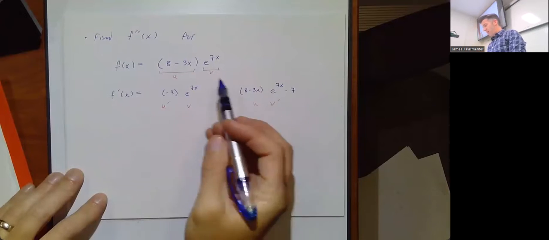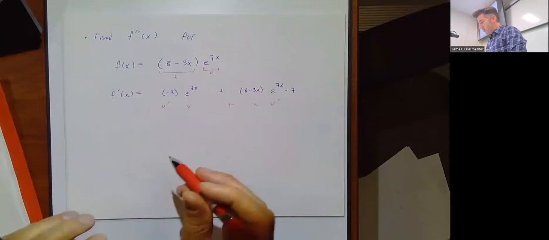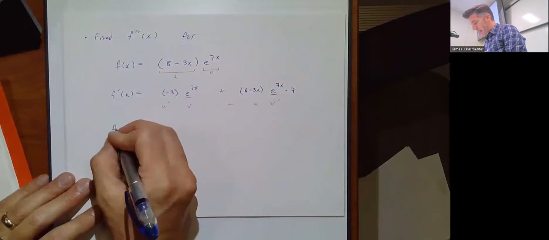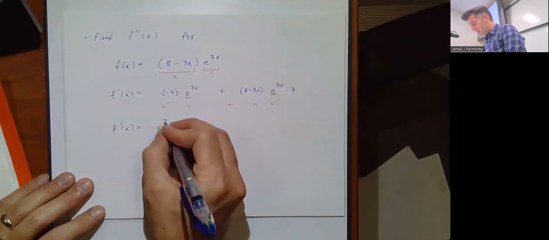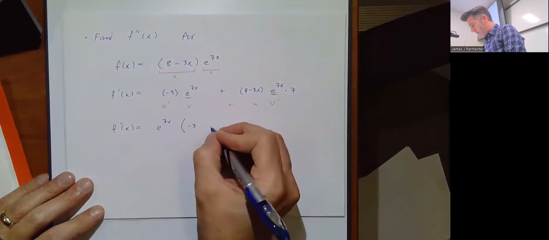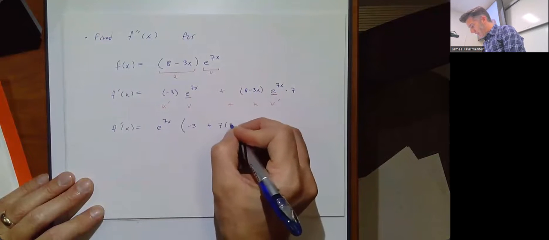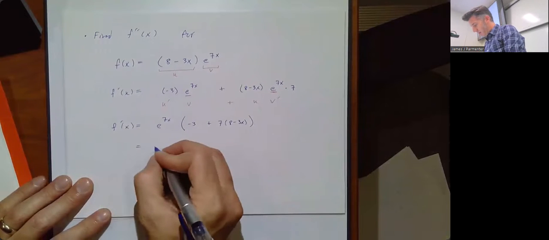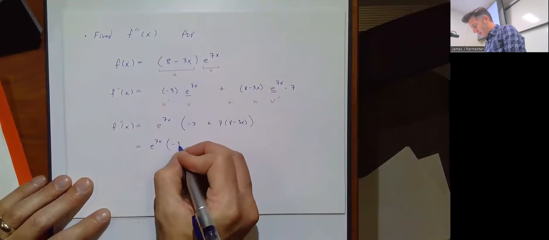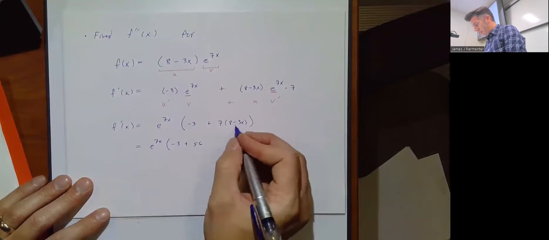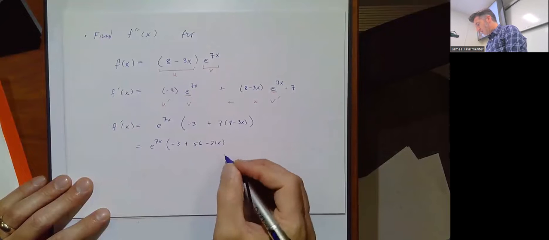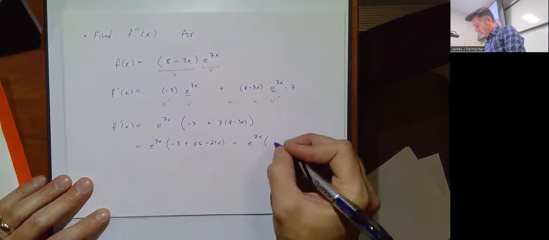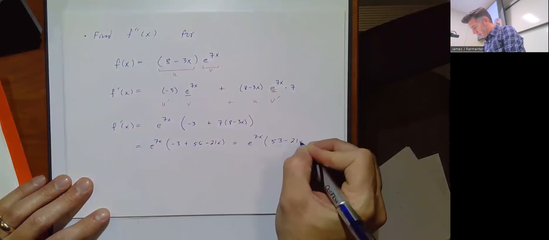I would really rather factor out an e to the 7x from both of these. So I'm going to rewrite this as f prime of x equals e to the 7x times -3 plus 7 times 8 minus 3x. And it probably pays to simplify this as well. That's going to be e to the 7x times -3 plus 7 times 8 is 56. 7 times -3x is minus 21x. So I would probably rewrite this as e to the 7x times 56 minus 3 is 53 minus 21x.